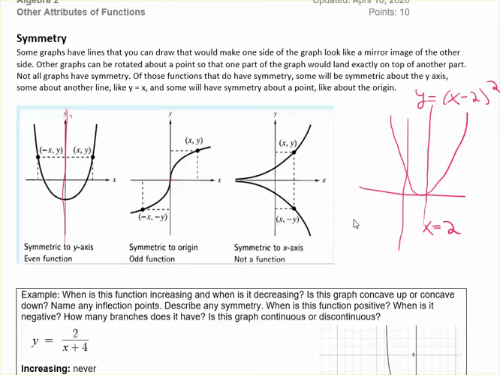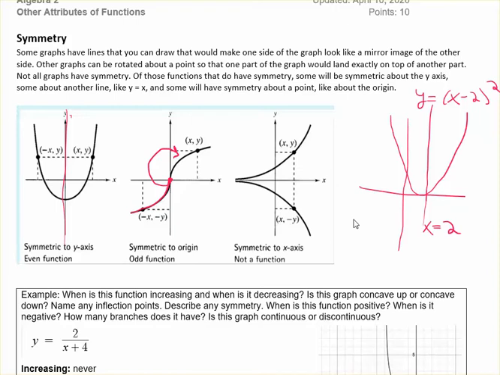They can also be symmetric about the origin. Here's the origin, (0, 0). If I were to cut and take this part and rotate it, it would land exactly on that other part. So if you were in geometry class, you might call this rotational symmetry. We call it symmetric to the origin in algebra.